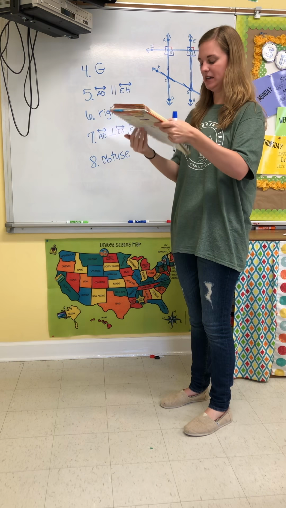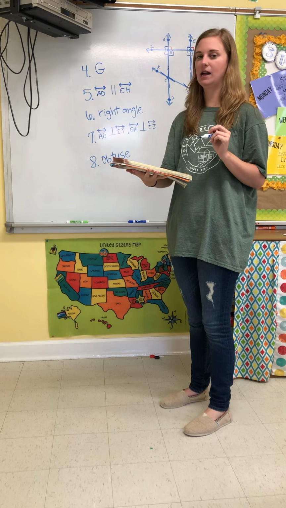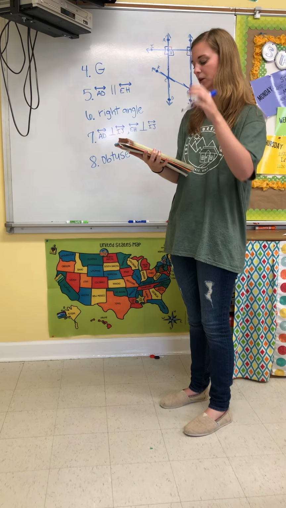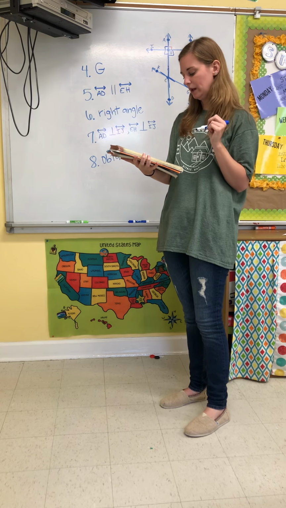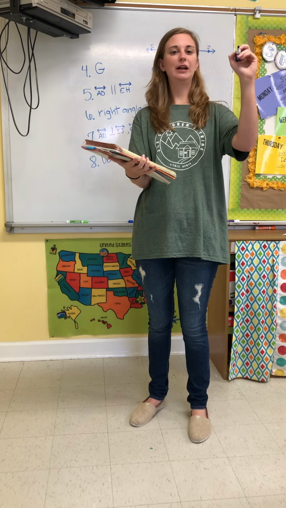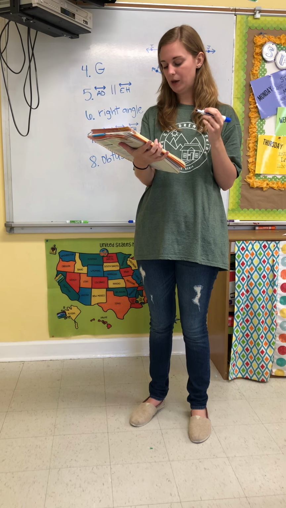So on page 330, your directions are right, intersecting, or parallel to describe each pair of lines. For this one, I'm just gonna say the answer instead of writing it on the board. So number 1, we know would be parallel because no matter how far those lines go, they're never going to touch or they're never going to overlap each other. So number 1 is parallel.